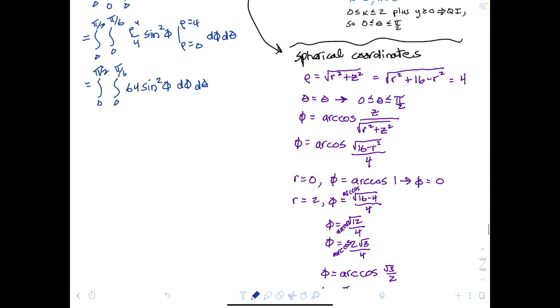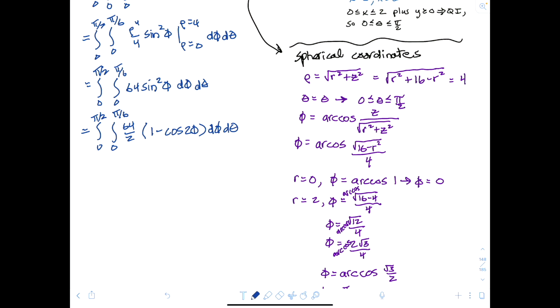All right, note that we need to use that power reducing formula for the sine squared phi. So we'll have 0 to pi over 2, 0 to pi over 6, and then 64 halves, because I'm doing 1/2 times 1 minus cosine 2 phi in order to integrate. And that's going to be d phi d theta.